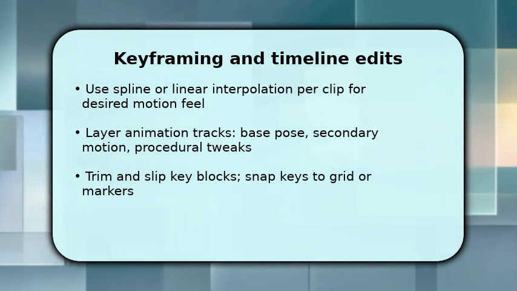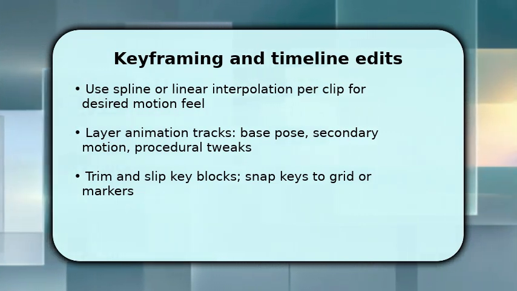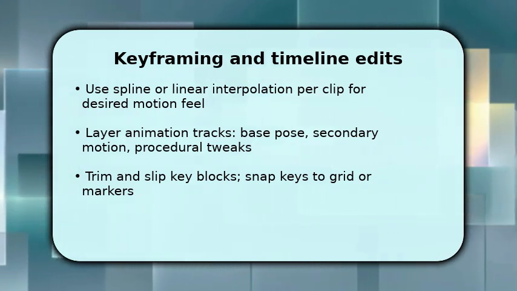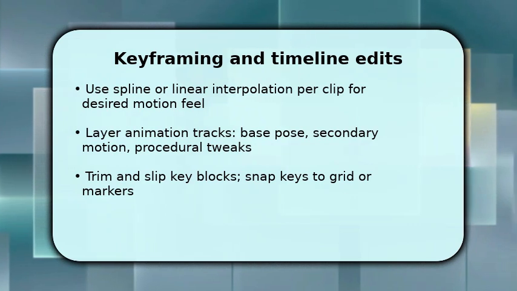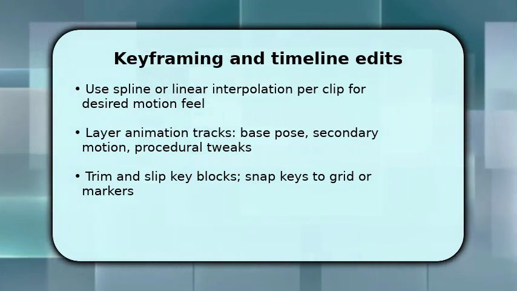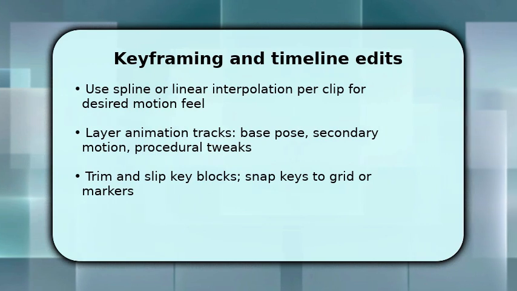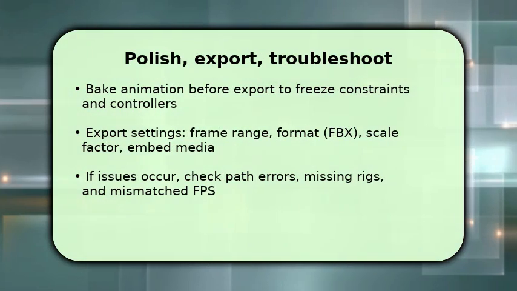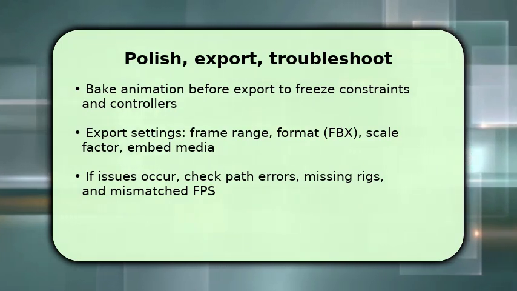Make fine adjustments by trimming, slipping, and snapping key blocks to markers or frame grid to preserve sync. While adjusting, scrub playback frequently to confirm spacing and silhouette. Small timing tweaks matter more than extreme curve edits. You finish by polishing curves, sharpening contact frames, and then bake the animation to lock procedural influences and constraints.